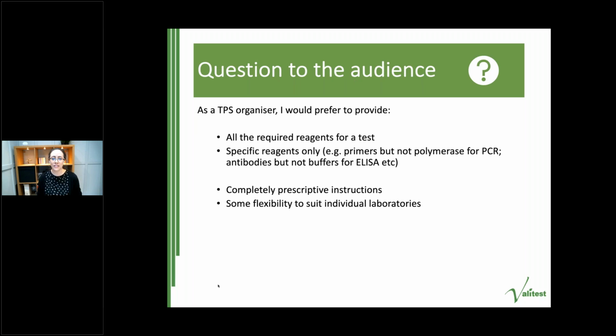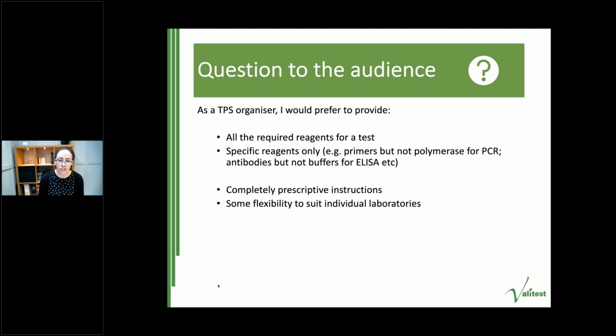So we're going to ask a couple more questions to the audience now. So first of all, we'd like you to imagine that you're organising a TPS. On the whole, would you prefer to provide all the required reagents? So you're the organiser. Do you want to send everything to the participants? Or would you prefer to just send the specific reagents? So for example, if it's a PCR, just send the primers. If it's an ELISA, just send the antibodies. So that's the first question about reagents. Do you want to send everything or just a few things?